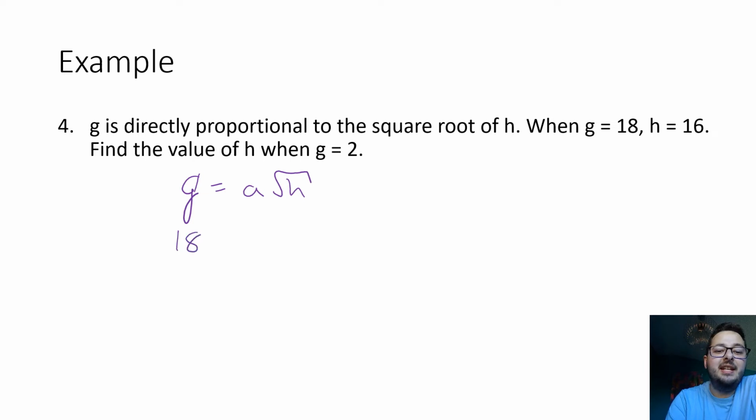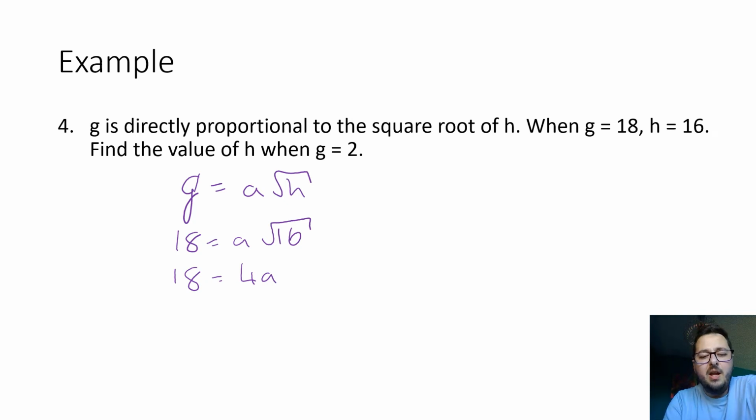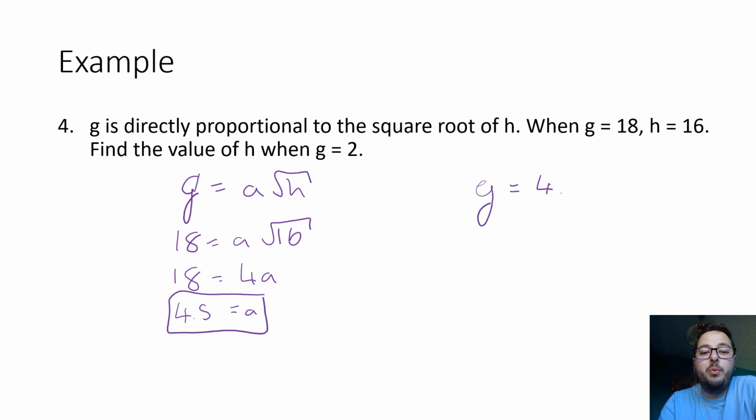So 18 equals a times the square root of 16. Now the square root of 16 is 4, so 18 is 4a. And then we want to divide by 4 from both sides. So 18 halved is 9, and half of 9 is 4.5. So a is going to be 4.5. So our formula then is going to be g equals 4.5 square root of h.